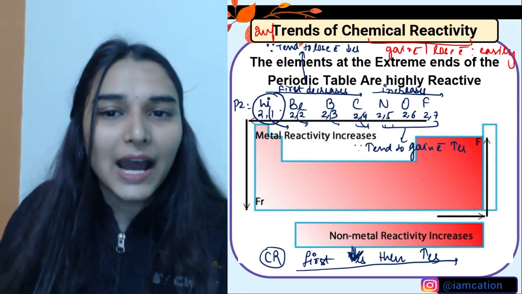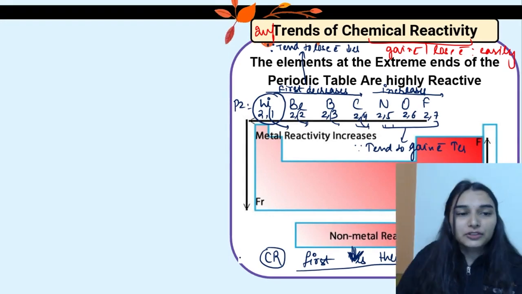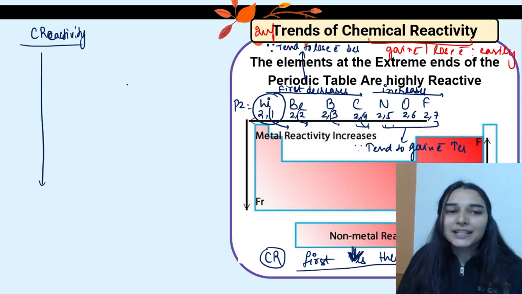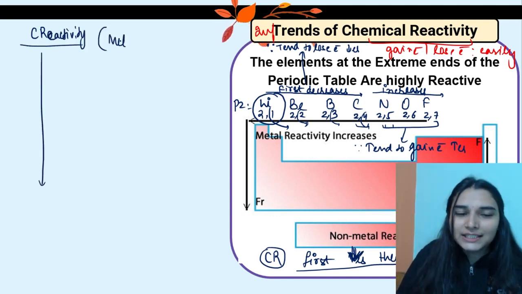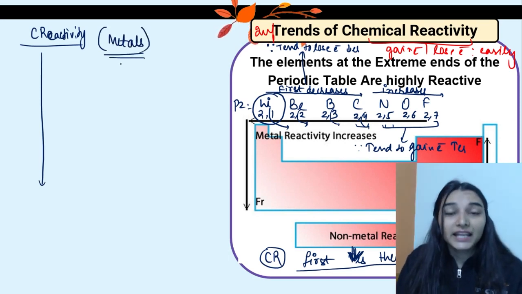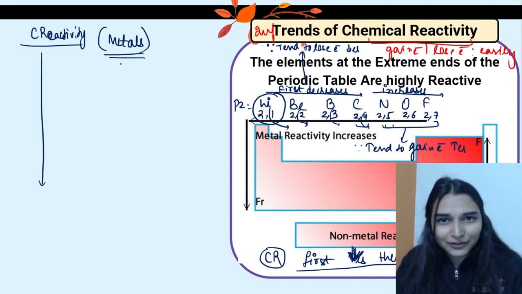Very good. Now what happens to the reactivity down the group? This is something you need to pay attention to. Chemical reactivity down the group is different in case of metals and non-metals. Let's say metals की हम बात करते हैं. You know that metals are electropositive. Metals are known for donating the electrons easily.